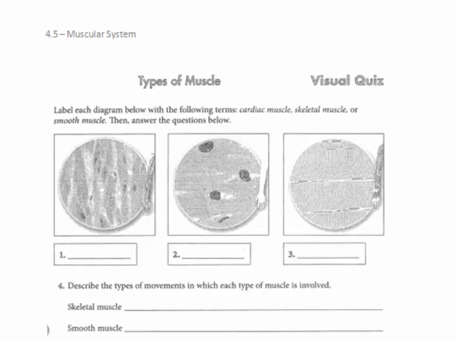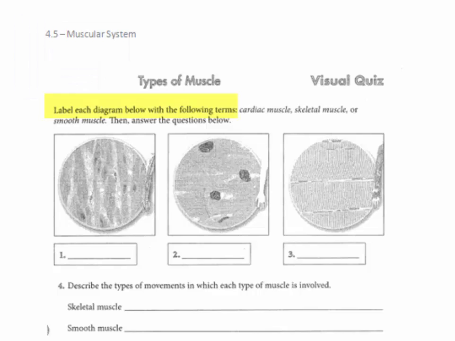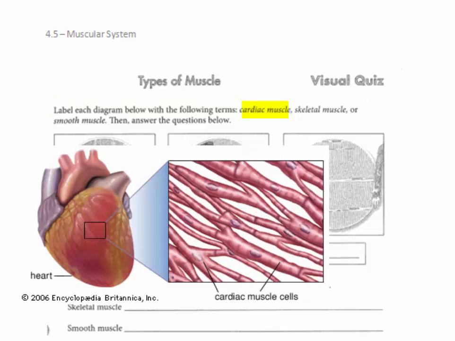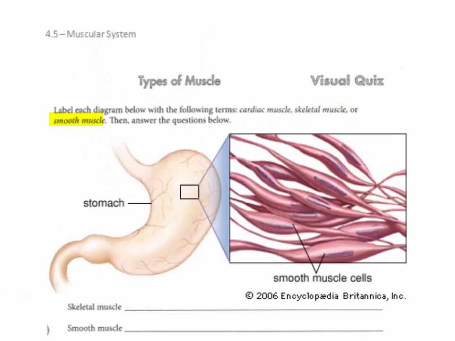Hey, this is part one of the muscular system quiz. Types of muscle. Let's read the directions. Label each diagram below with the following terms: cardiac muscle, skeletal muscle, or smooth muscle. Then answer the questions below.